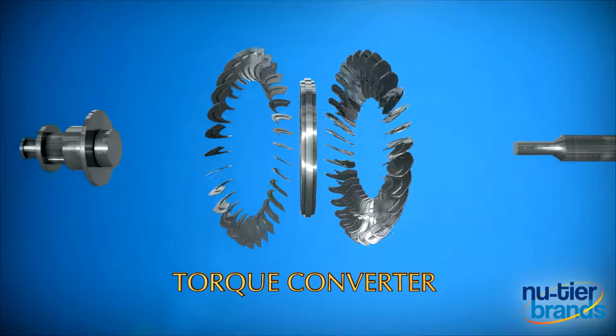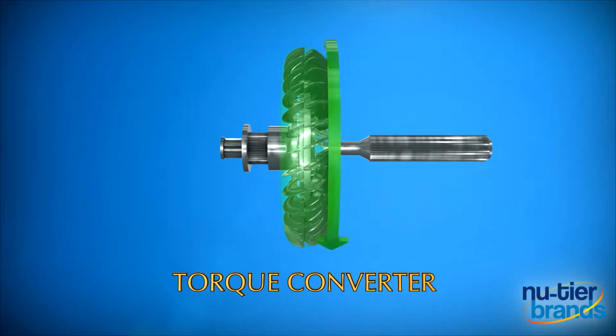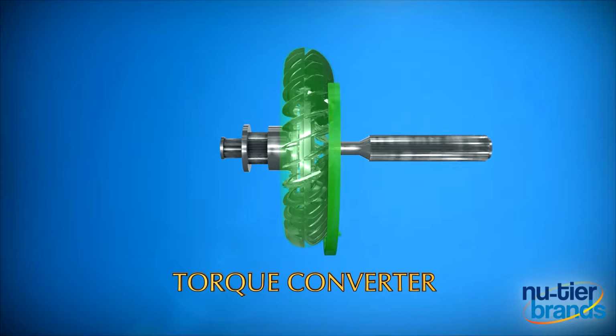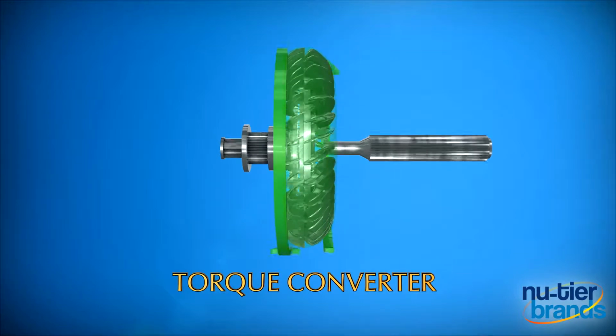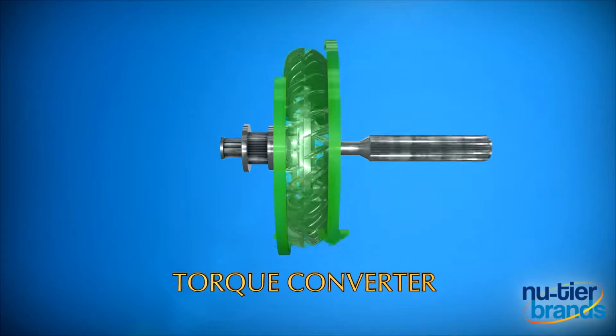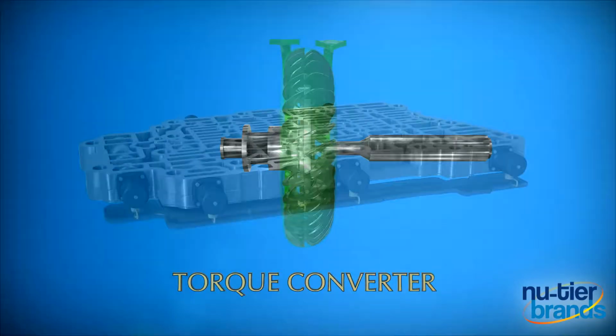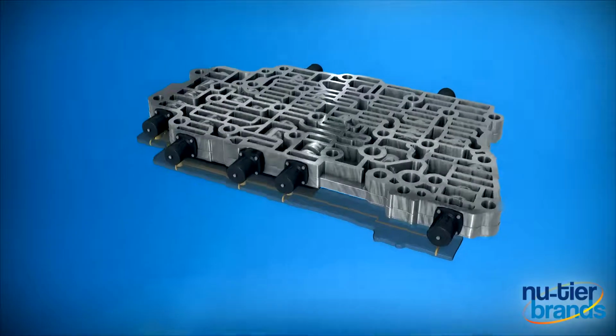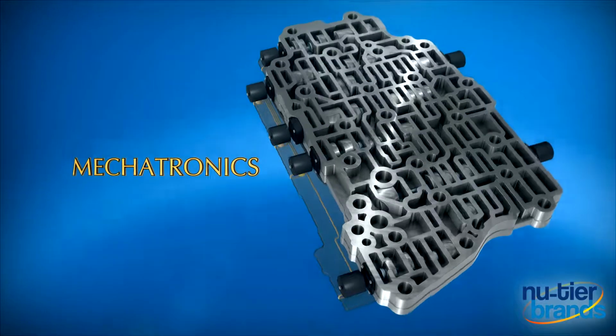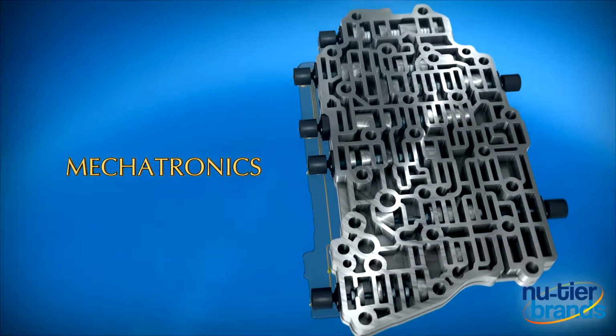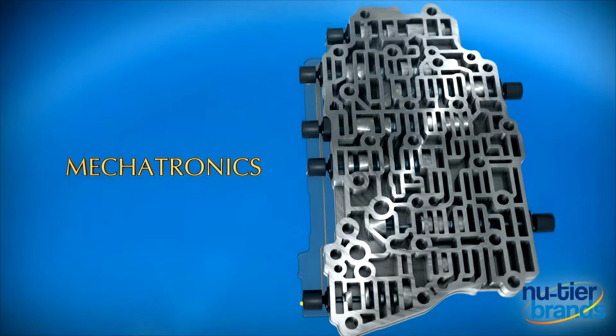It uses two turbines which spin independently, but which are fluid-coupled, allowing the engine to idle while the vehicle is stopped and produce smoother acceleration as it shifts through the gears. Finally, the mechatronics is the brain of the transmission, a complex system of ports, valves, and electronics that control all transmission functions.